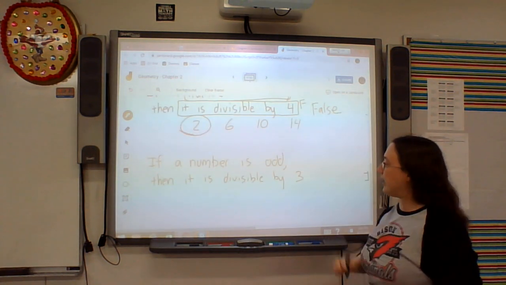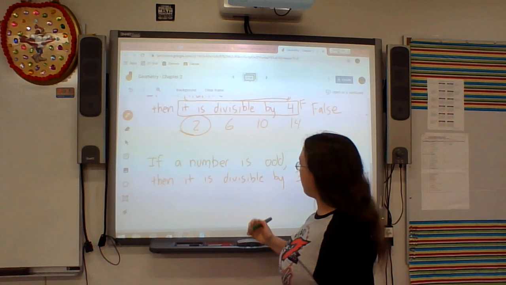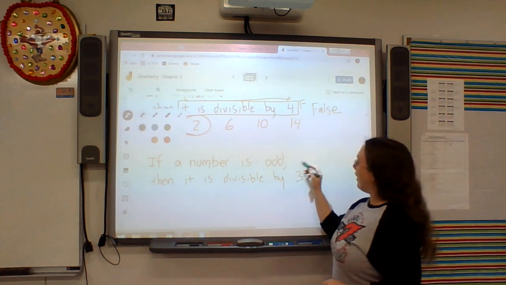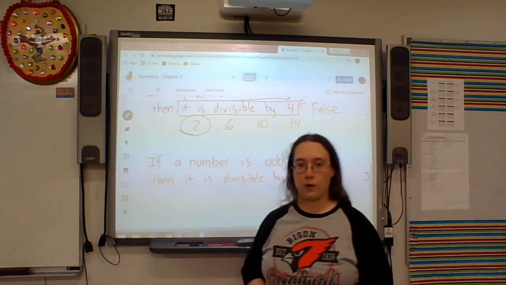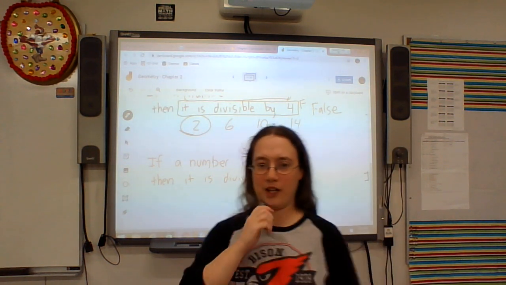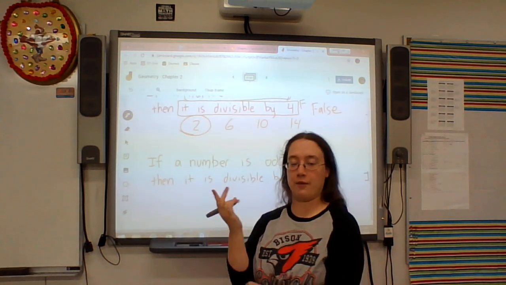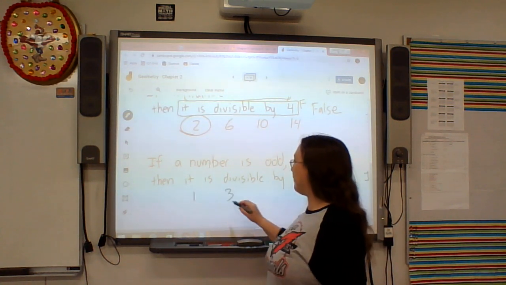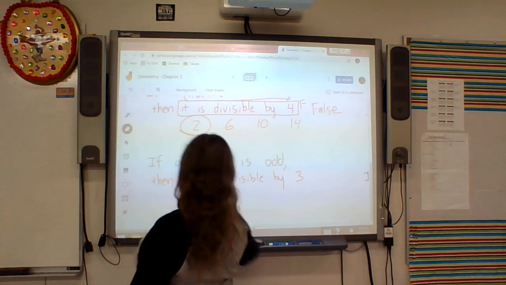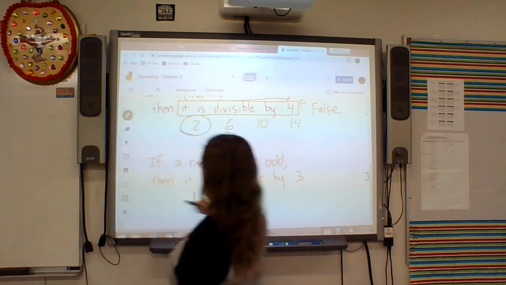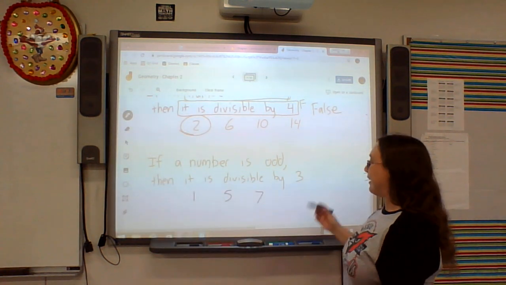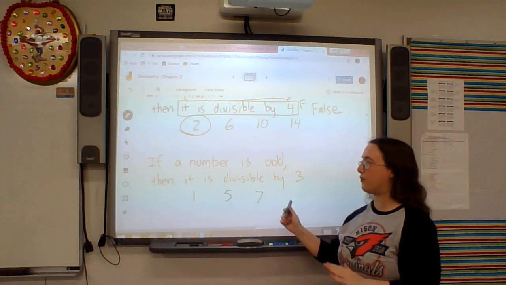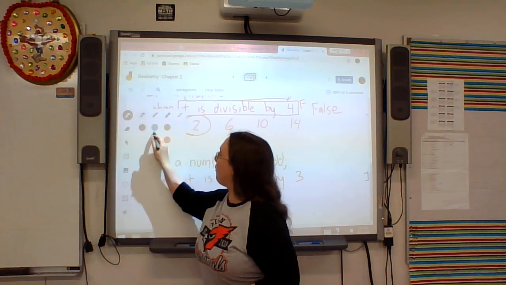Okay? Now I've got, if a number is odd, then it is divisible by 3. I hope the orange showed up okay. So, is everything odd divisible by 3? Well, if we start thinking of odd numbers, like, okay, 1, 3, 5. Okay, well, we've already hit 2 that aren't, because 1's not, 3's not, oh, 3 is, hello, 5 is not, 5's not, 7's not, 9 is. So there are some that are, but if there are any that aren't, then this is false. So this is false.